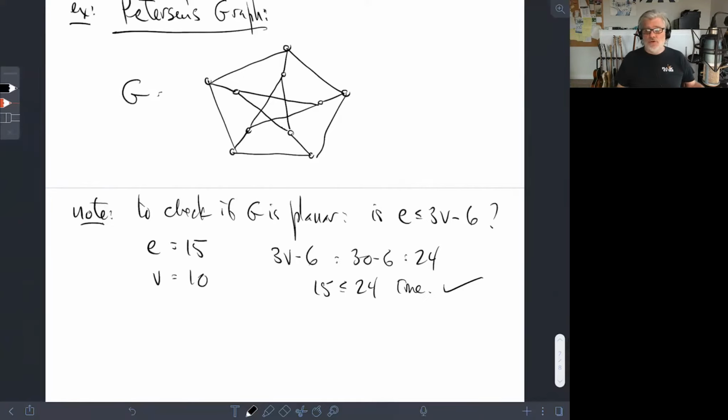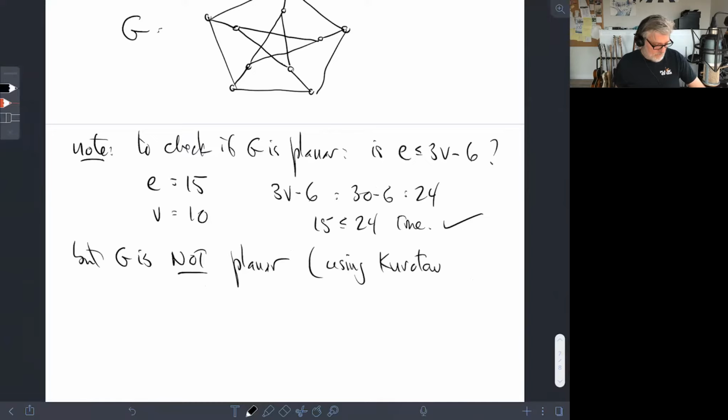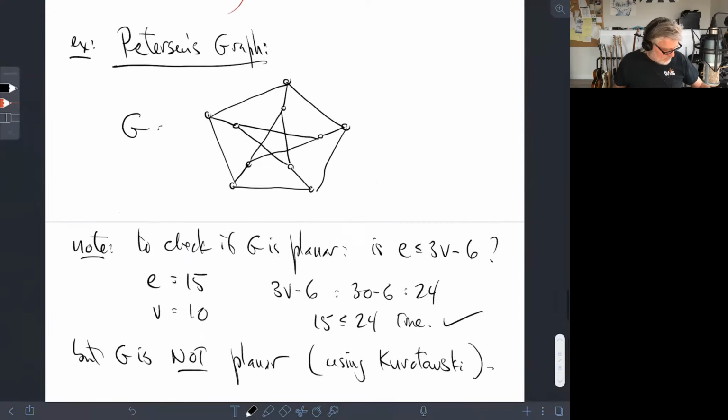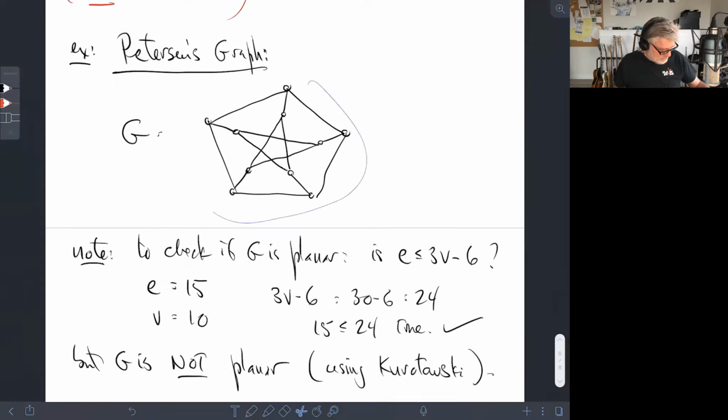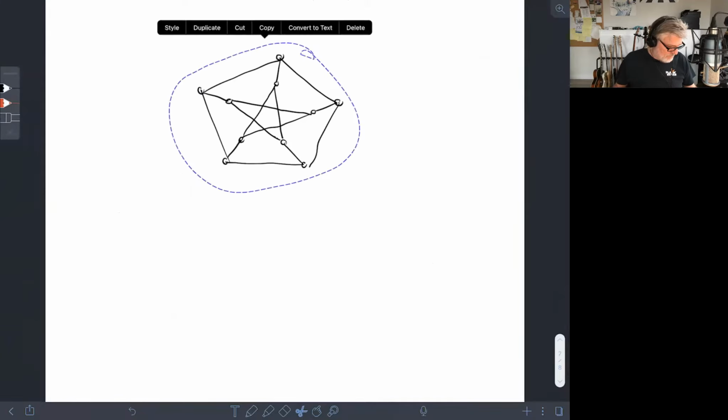Okay, but I'm going to show you that G is not planar using Kuratowski's theorem. Okay, so here it is. Again, you have to mess around with this, and I'm fortunate enough to have the solution in my notes here, so I don't have to mess around live. So here we go. I'm going to copy this. Maybe I'll be lucky and I can use technology to my advantage.